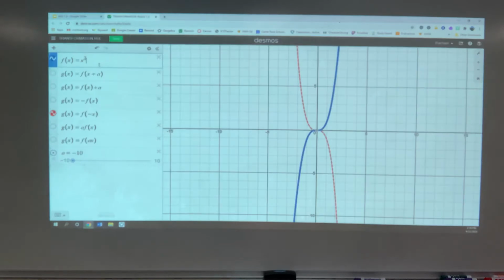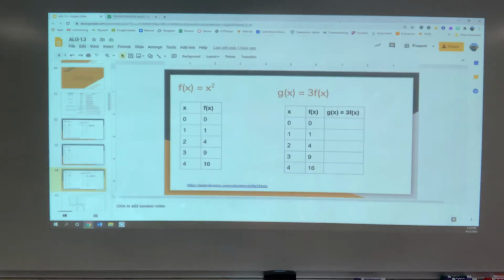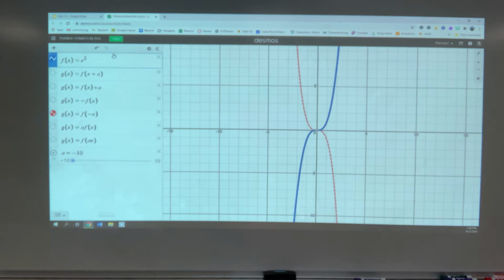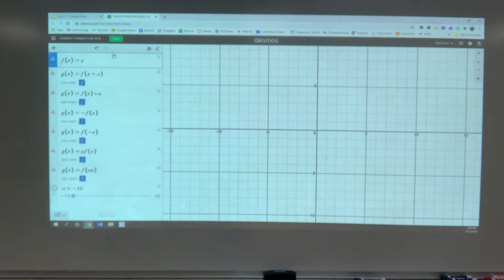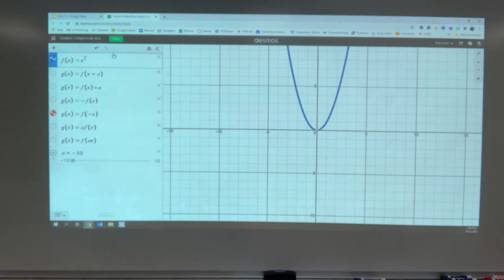Oh, I'm going to need to go put in x squared. So let me change that to x squared real quick. So the function that I'm going to graph now is x to the power of 2, x squared. That is just a regular parabola.